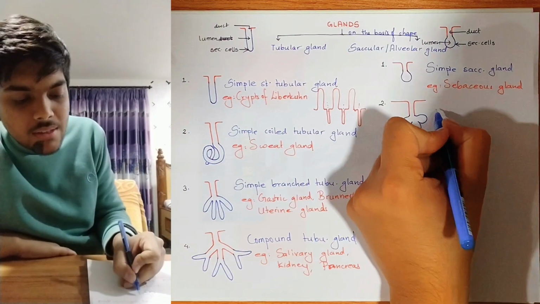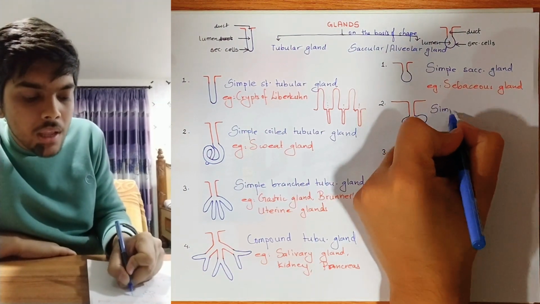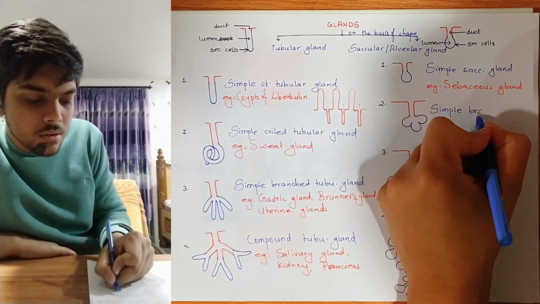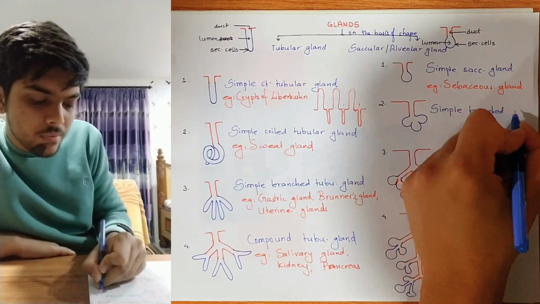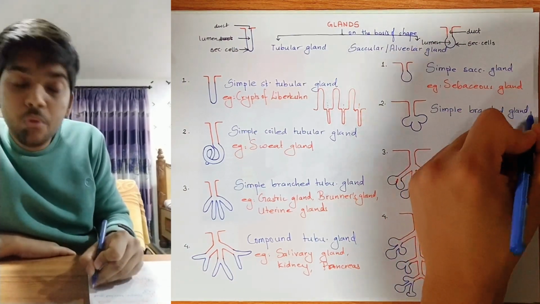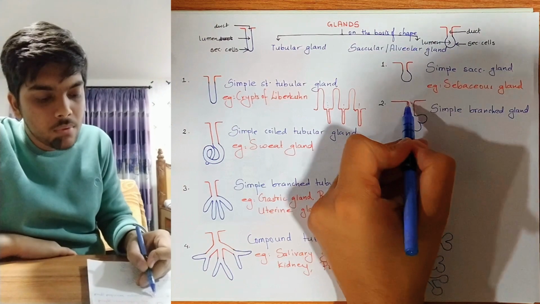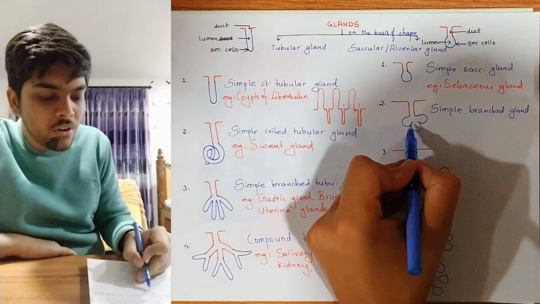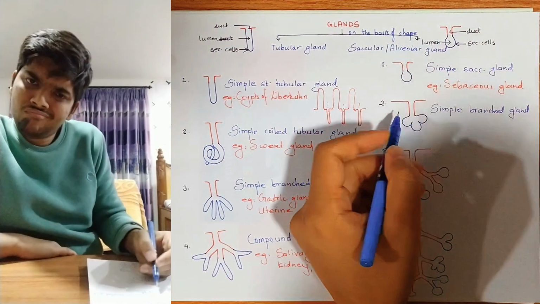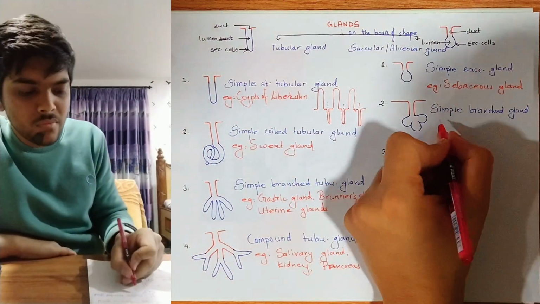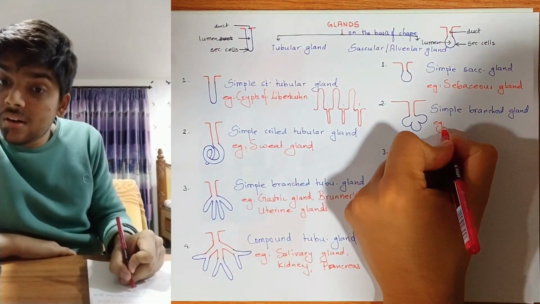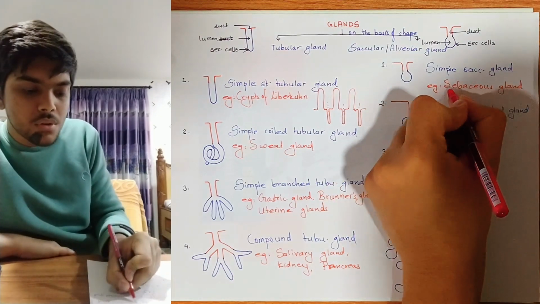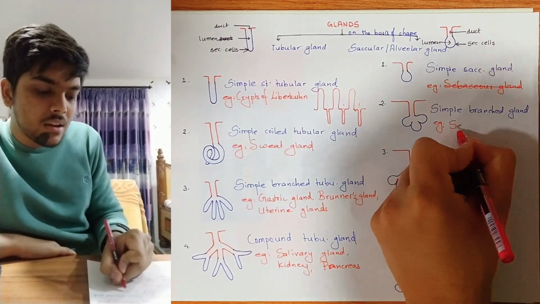Second is simple branched gland. How do I know that? Simple, because it has a single duct. Branched, because the secretory portion is branched. Example of which are your, I'm so sorry, sebaceous gland comes under here.